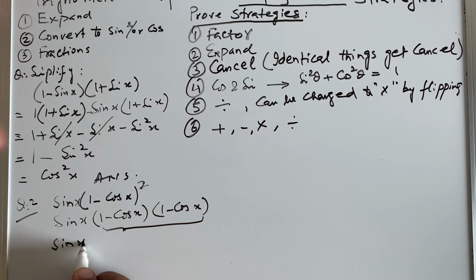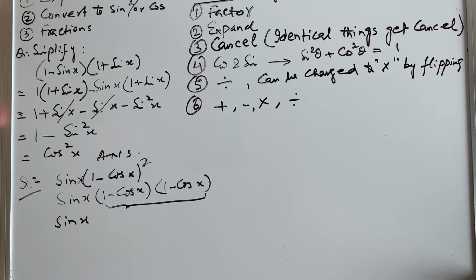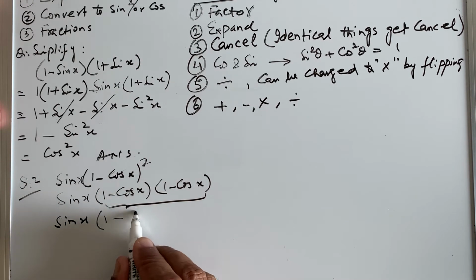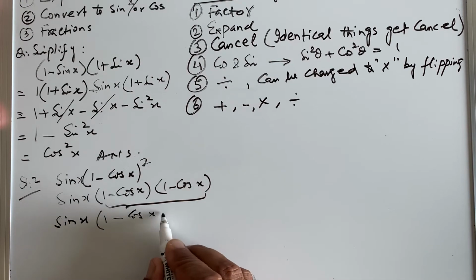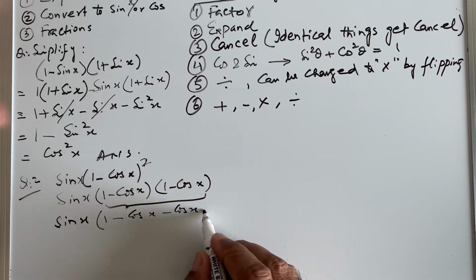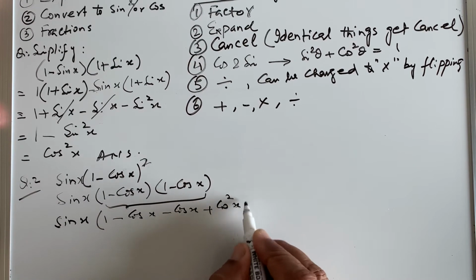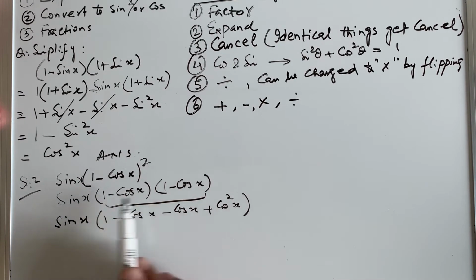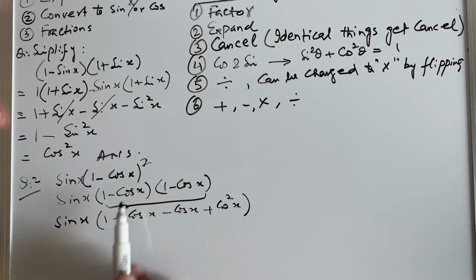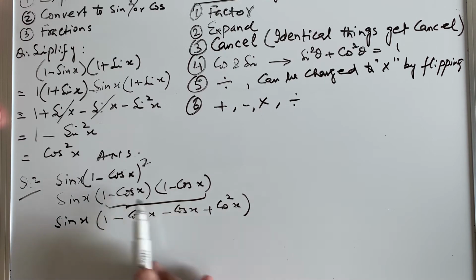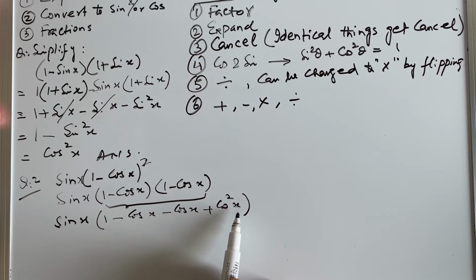So sin x is there, whatever it is. Now we have to expand this. How to multiply this? So 1 times this whole thing. 1 times 1 is 1. 1 minus cos x, right? Minus cos x times 1 is minus cos x. And then cos x times cos x is plus cos square x. Hope you understand, this is real multiplication. 1 multiplies with 1, that is 1. 1 multiplies with minus cos x, minus cos x. Minus cos x multiplied by 1 is minus cos x. Minus minus plus, cos x times cos x is cos square x, right?